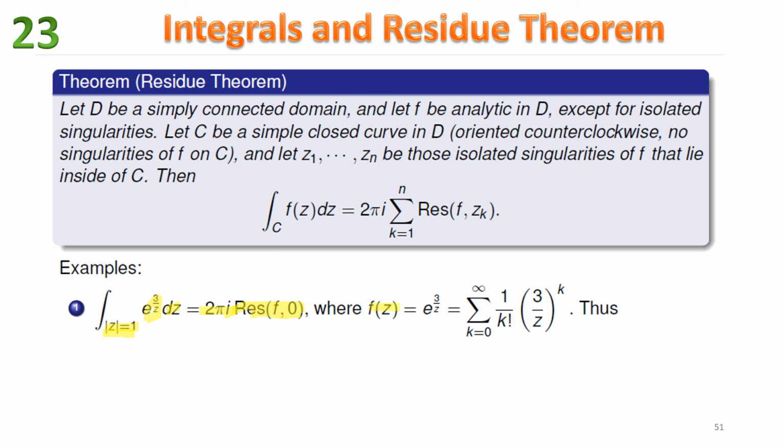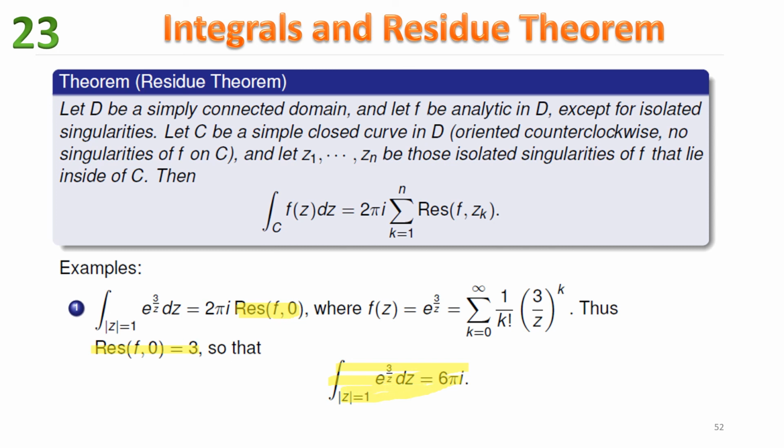So f of z we have equal to e to the power 3 by z, and that can be expressed in the form of a series, which is the sum of 1 upon k factorial times (3 upon z) whole to the power k, where k runs from 0 to infinity. Now the residue of the function f at 0 is equal to 3, and therefore we have to substitute the value of this and then we can calculate the integration.